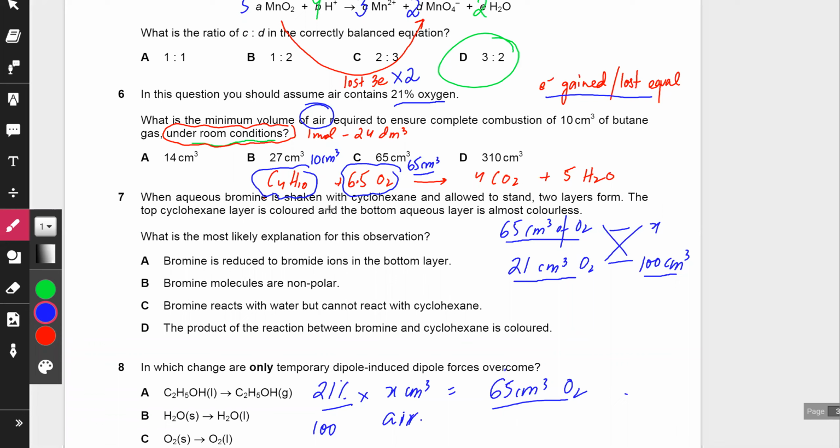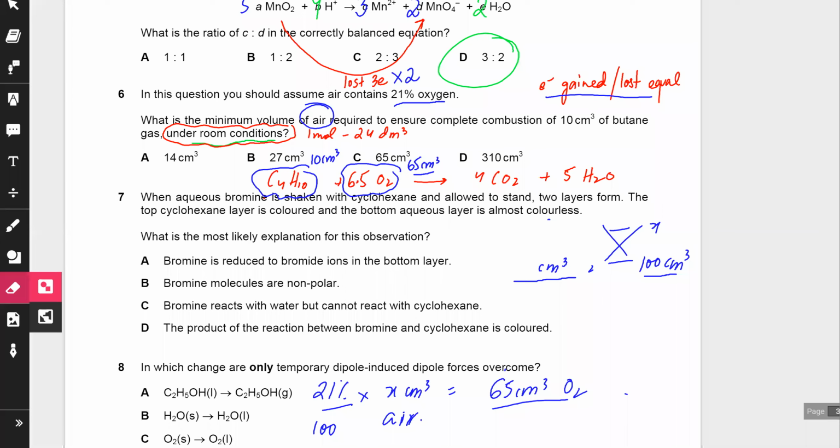So next one: when aqueous bromine is shaken with cyclohexane and allowed to stand, two layers form. The top cyclohexane layer is coloured and the bottom aqueous layer is almost colourless. What is the most likely explanation for this observation? So they're saying aqueous bromine, right?